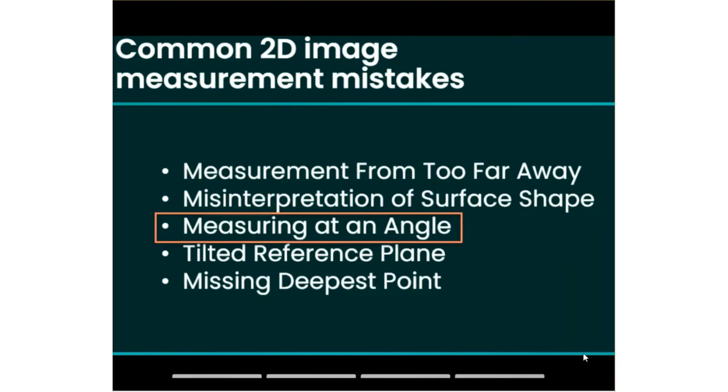In this last example of common 2D image measurement mistakes, I'd like to show you an example of what can happen when you're measuring at an angle and you don't know it. You can actually get very accurate measurement results, but they can also be very wrong at the same time.